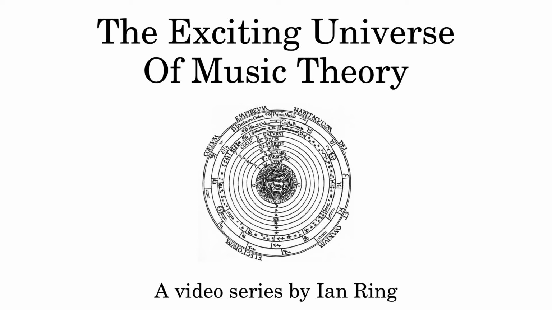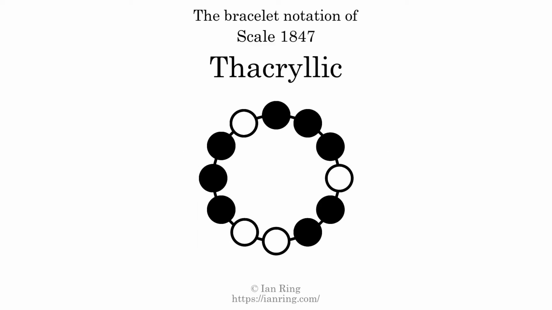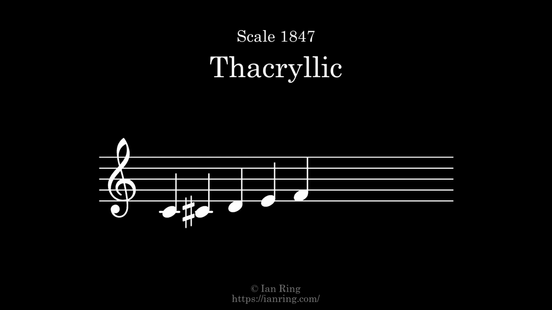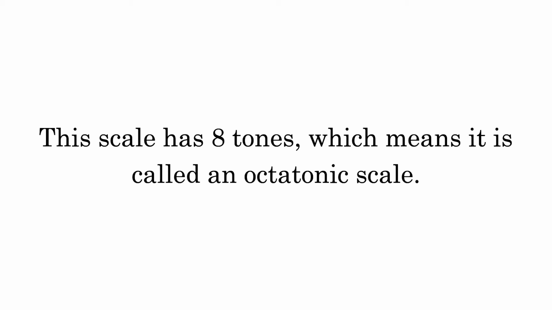Welcome to the exciting universe of music theory. Are you ready to learn? Then let's begin. Today we will talk about scale 1847, Thacryllic, which sounds like this. This scale has 8 tones, which means it is called an octatonic scale.